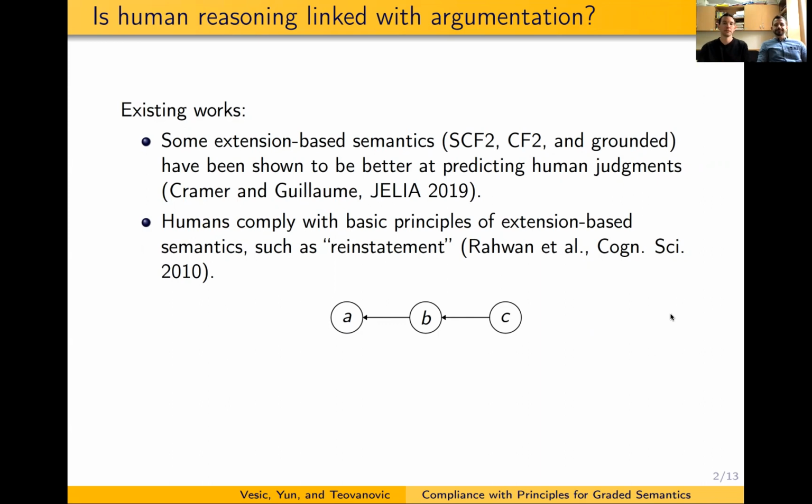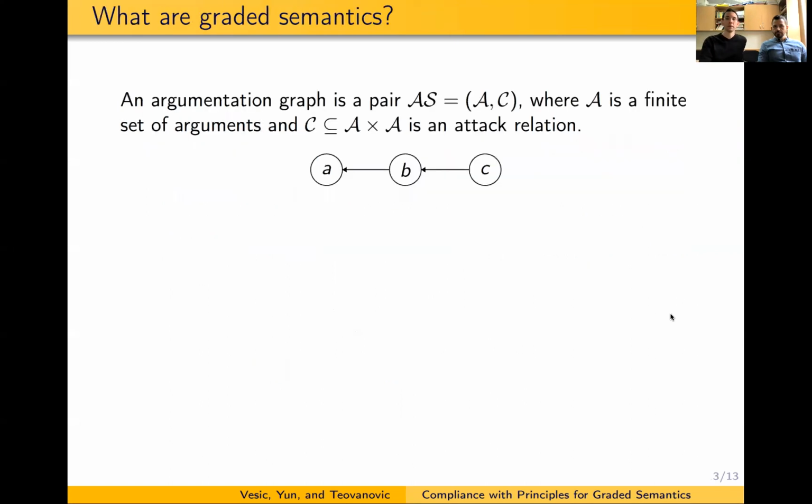So we know there is data to support that some of those concepts from our area agree with what humans think. And we wanted to study some other questions in these experiments, namely in the area of graded semantics, but also we are particularly interested in the question of whether viewing the graph with the arguments and attacks is going to change something in how humans comply with the principles.